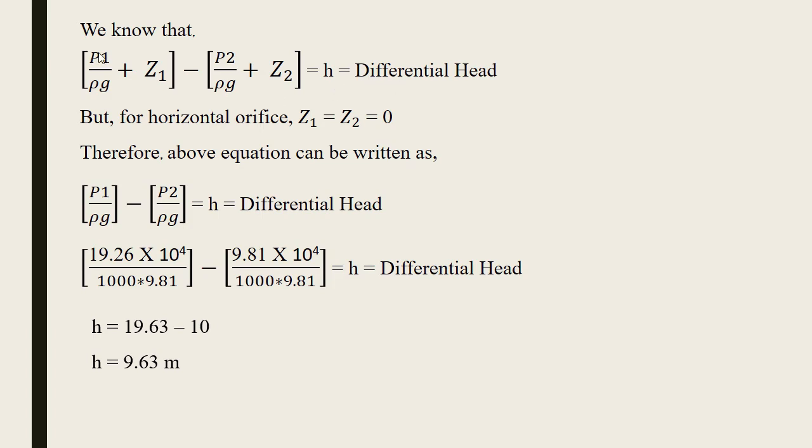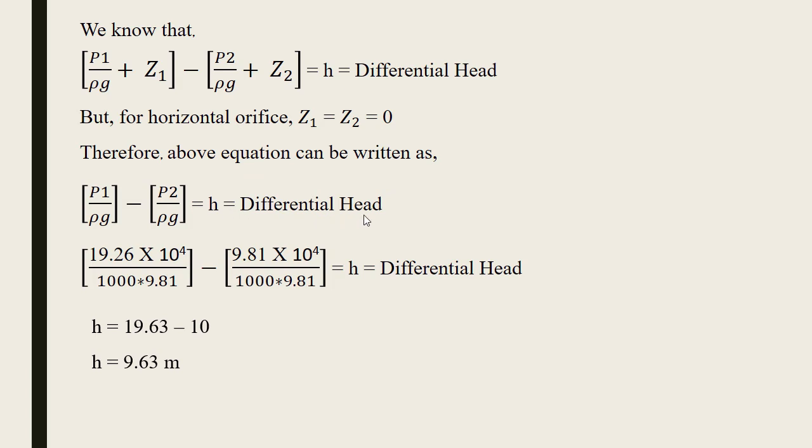So differential head is nothing but P1 by rho g plus Z1 minus P2 by rho g plus Z2 is equal to H. This H is nothing but differential head because it is given as a horizontal orifice. So the datum is going to be at the same height, so Z1 and Z2 will be equal to 0. In that case, it becomes P1 by rho g minus P2 by rho g is equal to H.